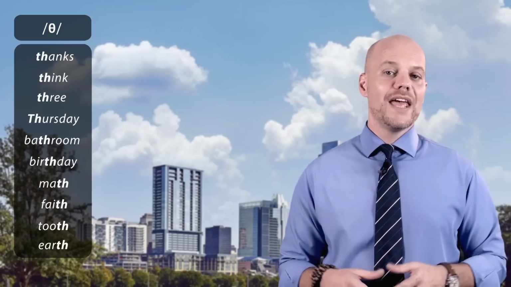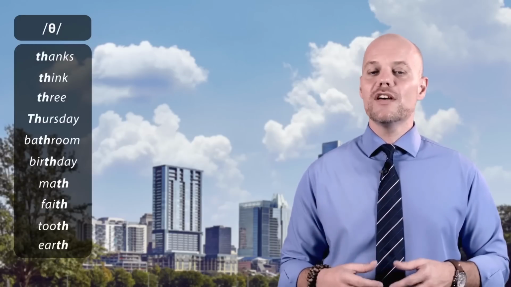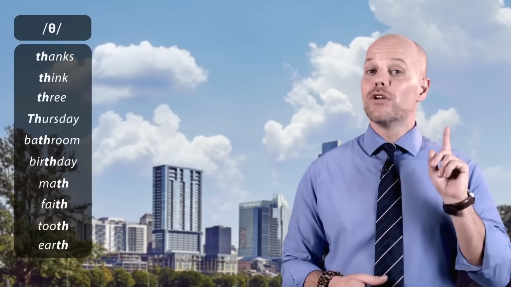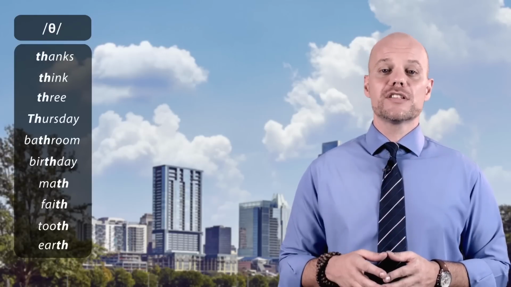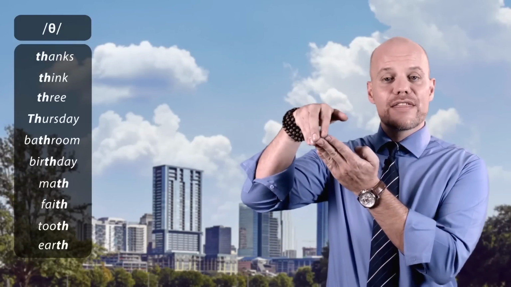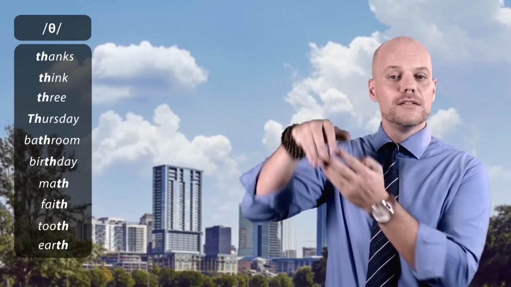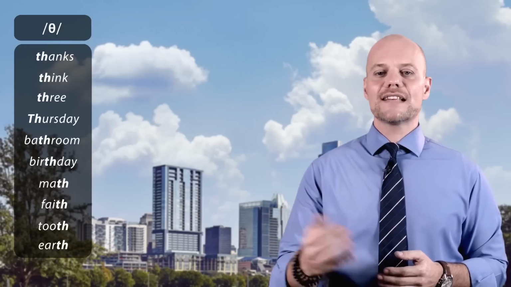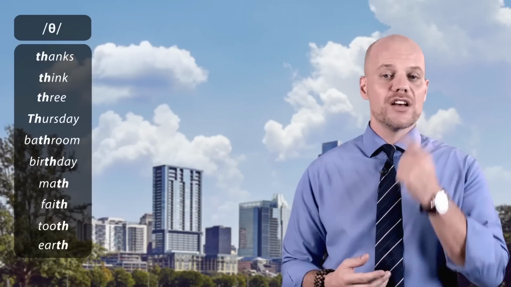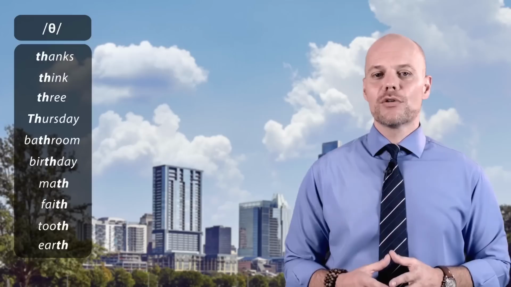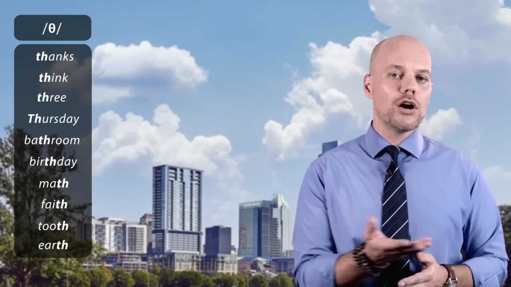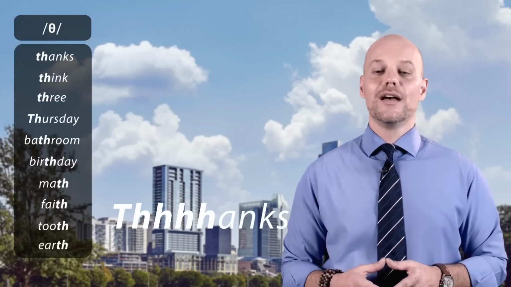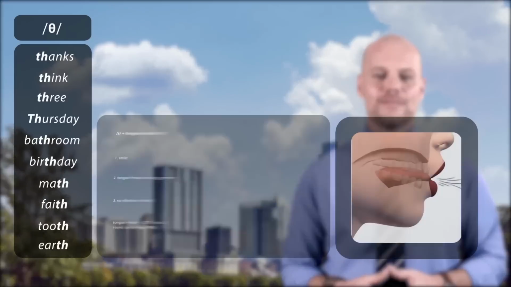Pause this video and practice saying these words with the correct sound. Remember to smile a little and focus on touching your tongue to your upper teeth, but only softly. Use a mirror, if necessary, to check your tongue position. To make sure you remember saying the th sound correctly, say it a little longer in each word, like thanks. Pause now.